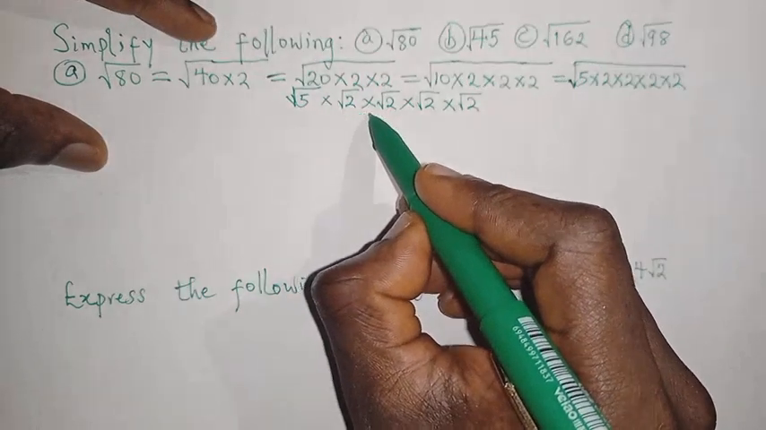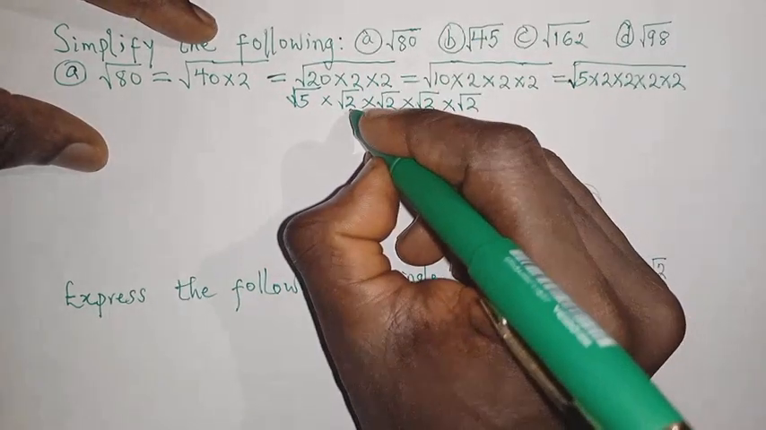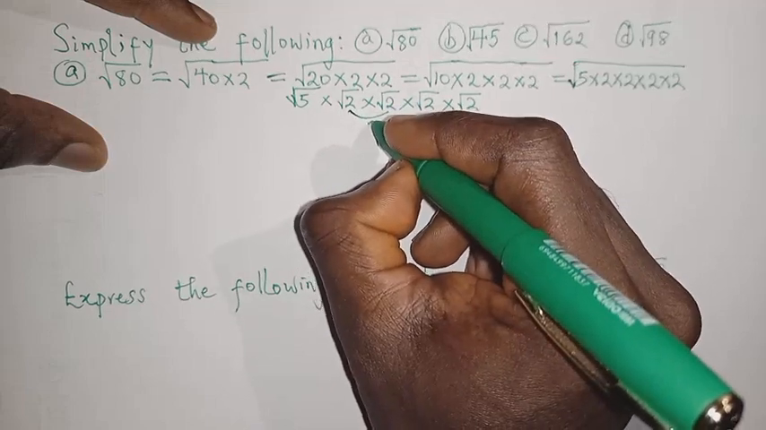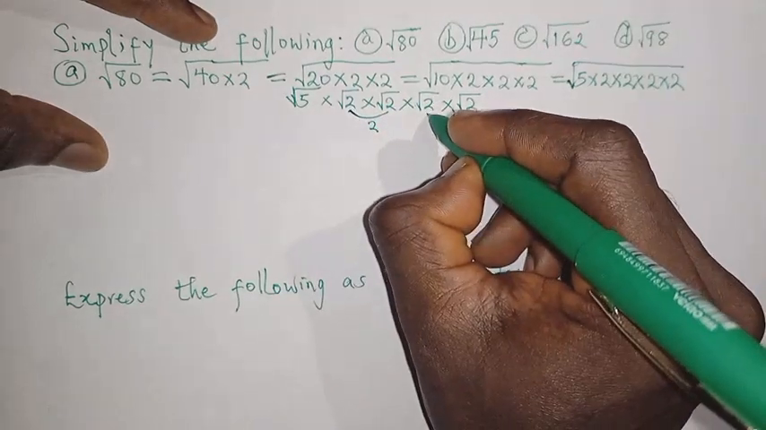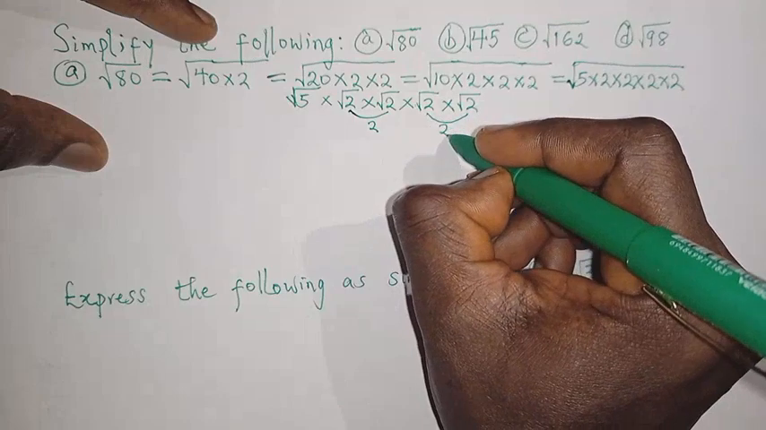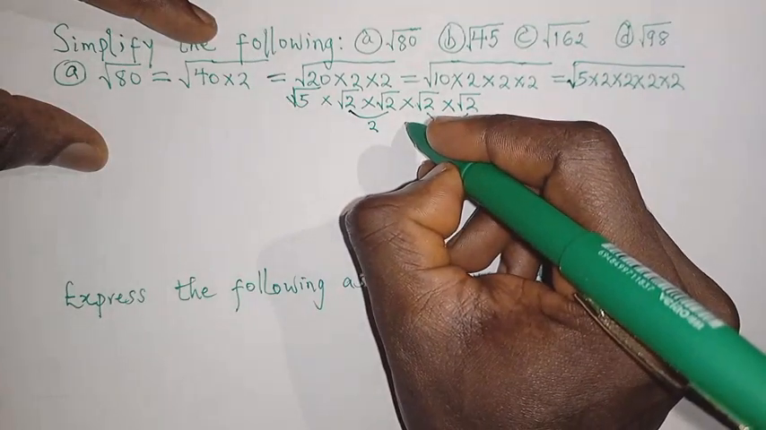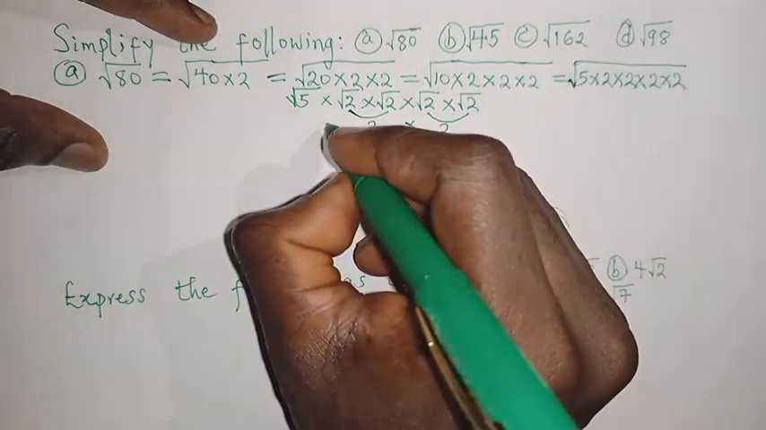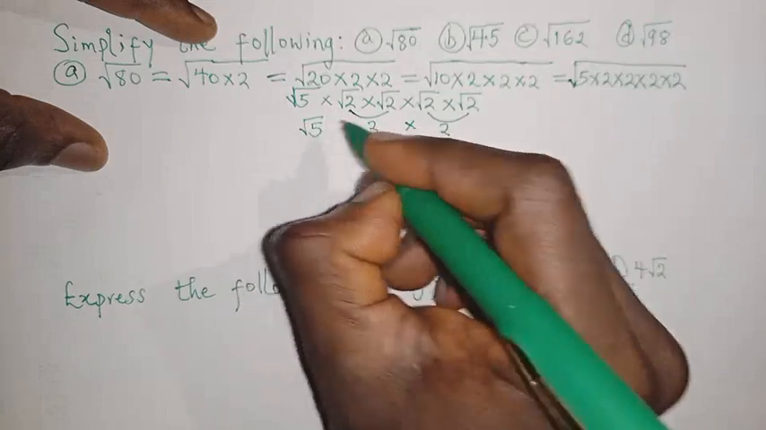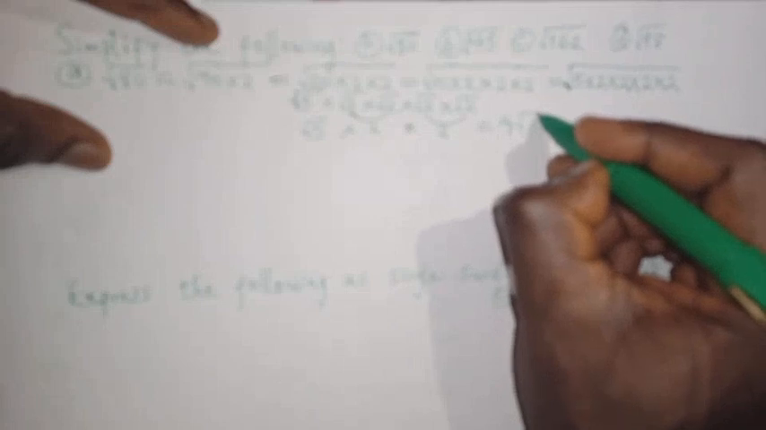So root 2 times root 2 is simply going to give me what? 2. Now, root 2 times root 2 again is simply going to give me 2. So that becomes 2 times 2, 4. So this is root 5 times 4. And this is simply going to give me 4 root 5.